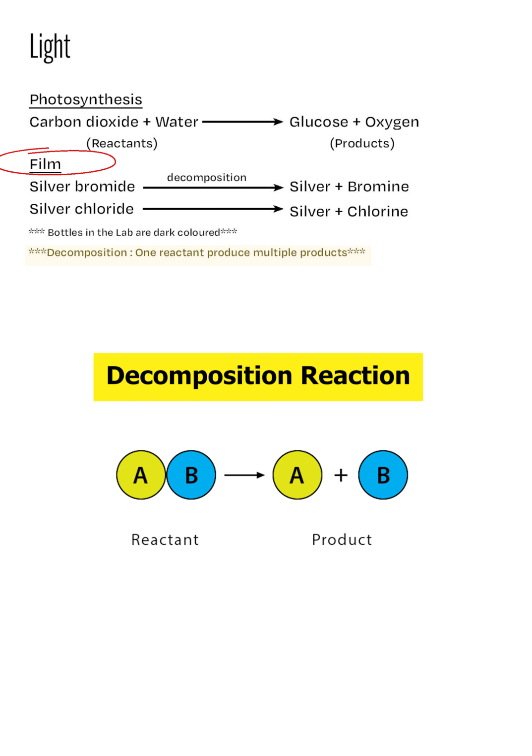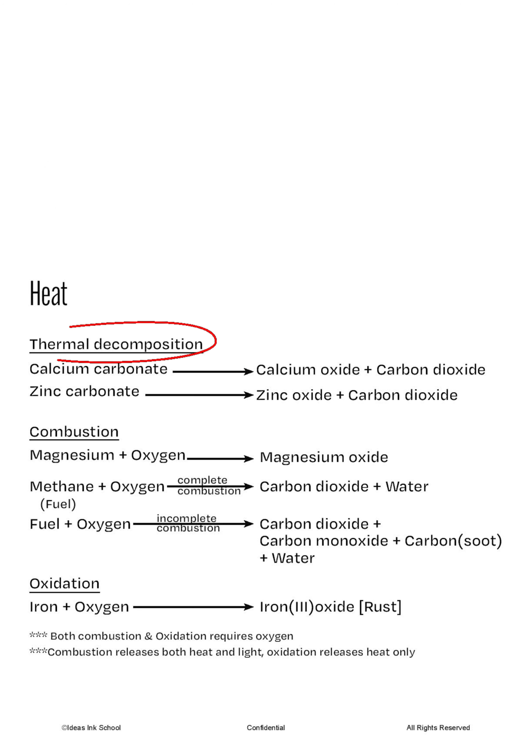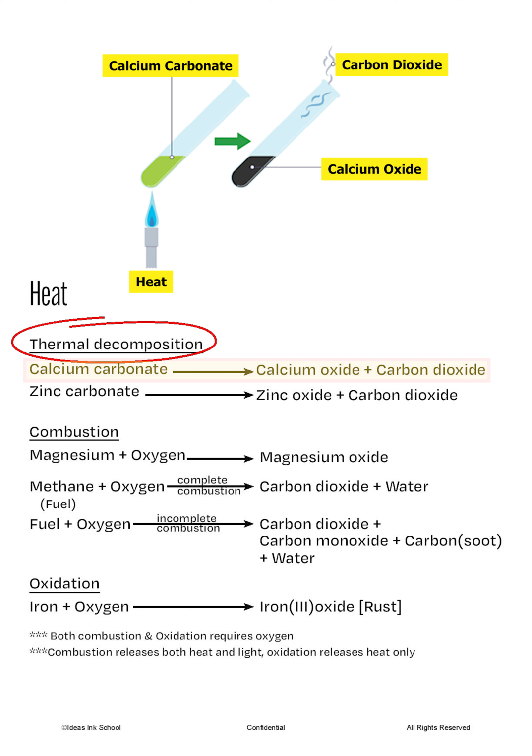Please note that decomposition is a class of chemical reaction that causes one reactant to break down chemically into multiple simpler products. The next chemical change that we will be discussing involves heat. During thermal decomposition, a metal carbonate can decompose to form a metal oxide and release carbon dioxide gas. For example, calcium carbonate, also known as limestone, will decompose to form calcium oxide and release carbon dioxide gas when heated, while zinc carbonate, when heated strongly, will decompose to form zinc oxide and liberate carbon dioxide gas.